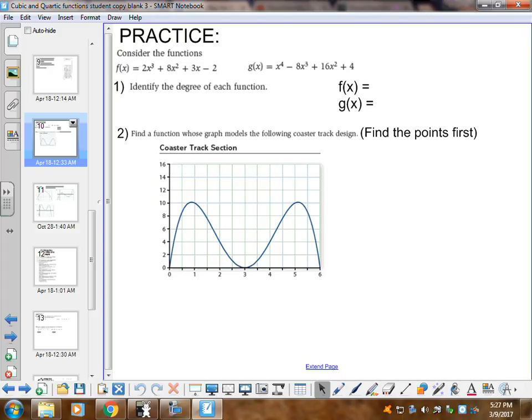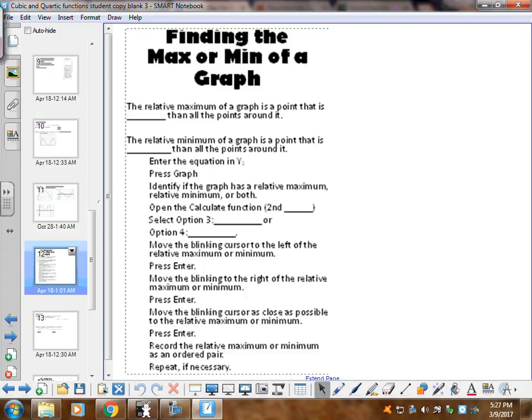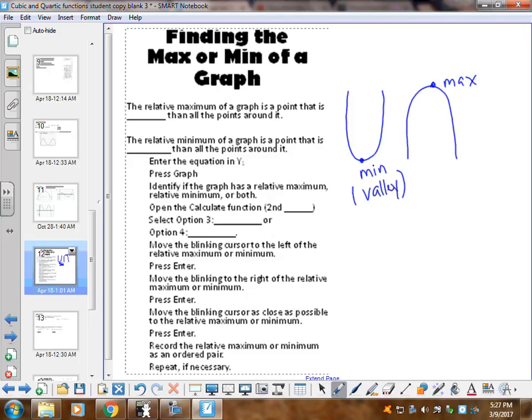I'm going to start with the new stuff for today. This is finding the max or minimum of a graph. First of all, I'm going to draw a graph, just a parabola. This is a quadratic where we had the minimum and the maximum. So just in general, talking about a min and a max so that you can remember, the minimum is in the valley and the maximum is the peak.